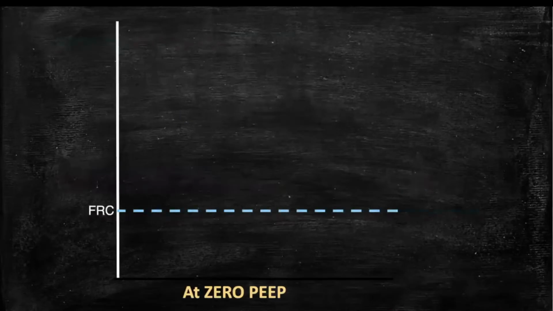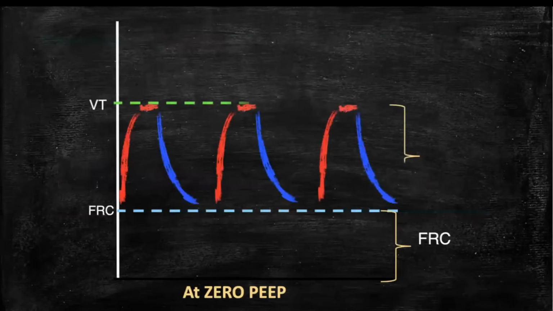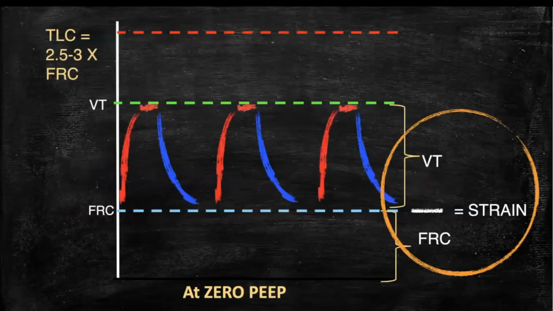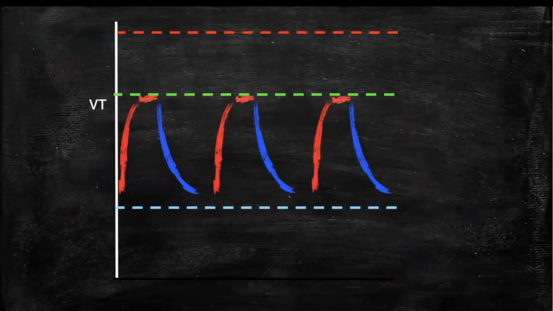So at FRC, if you are delivering a certain breath, a certain tidal volume, then you have this tidal volume divided by FRC as strain. This is your total lung capacity, which is 2.5 to 3 times the FRC. And this is the strain, which is the ratio of VT divided by FRC.